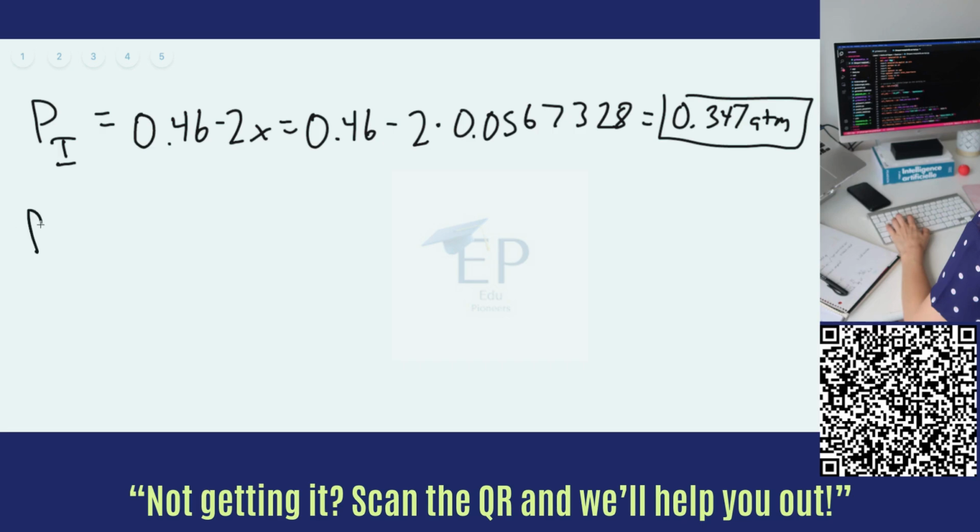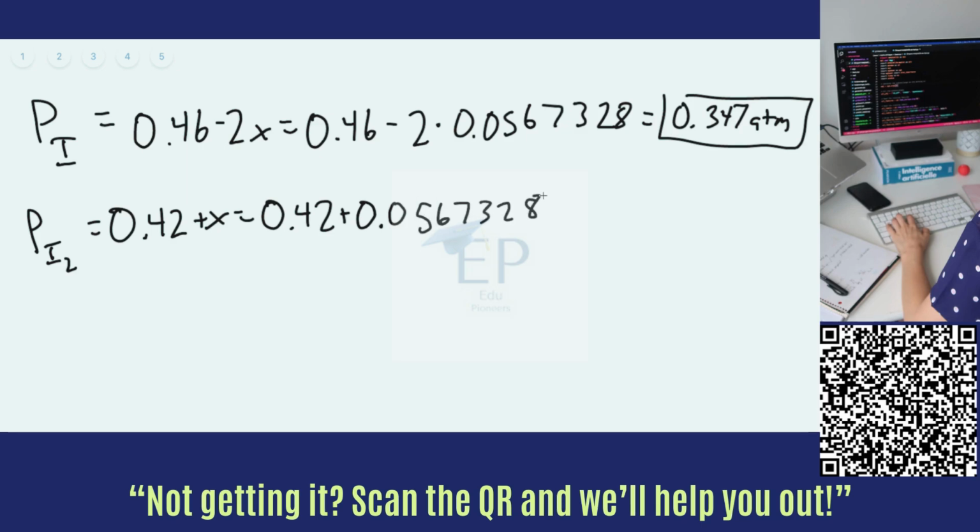And then our new partial pressure of I2 is 0.42 plus x, or 0.42 plus 0.0567328. And so now we have a new partial pressure of I2 of 0.477 atmospheres. And so those are our final answers here.